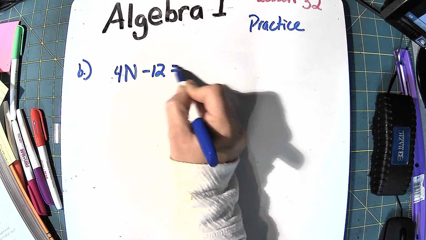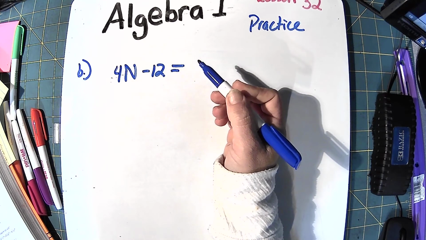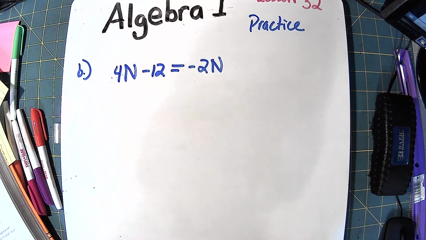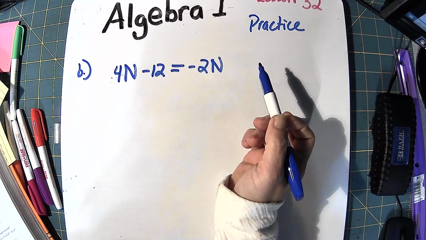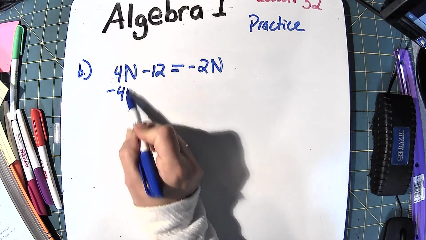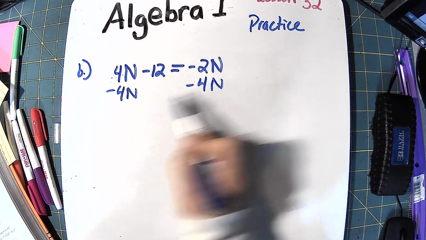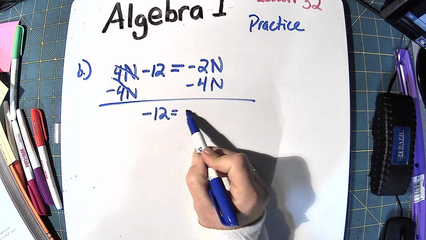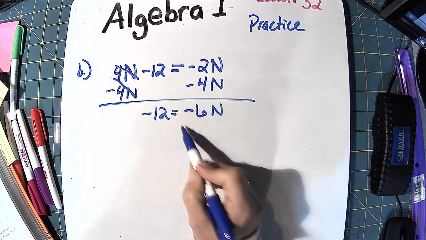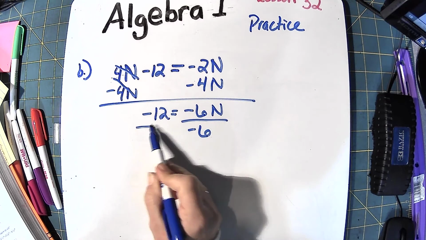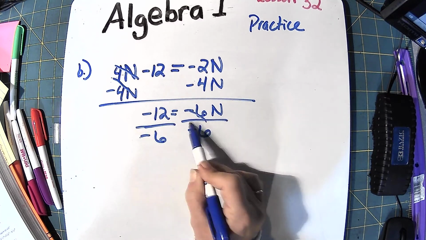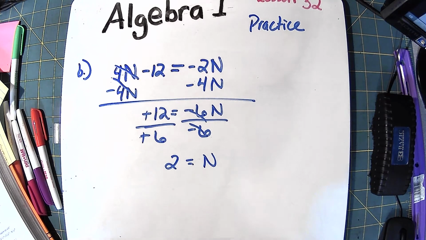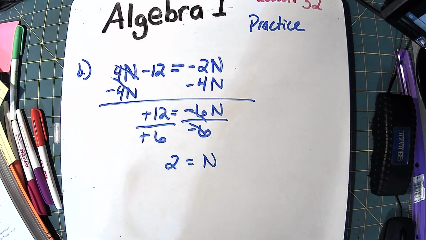The result, so that means equals, is twice the opposite of the number. So twice the opposite of the number. Okay? Alright, so I'm going to do minus 4n. These cancel. I get negative 12 equals negative 6n. Now I'm going to divide by negative 6. And I'm going to get n equals, these two negatives cancel each other, 2. So the answer to that one is 2.